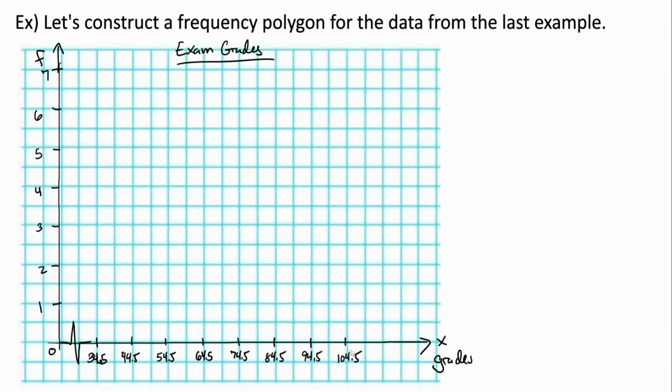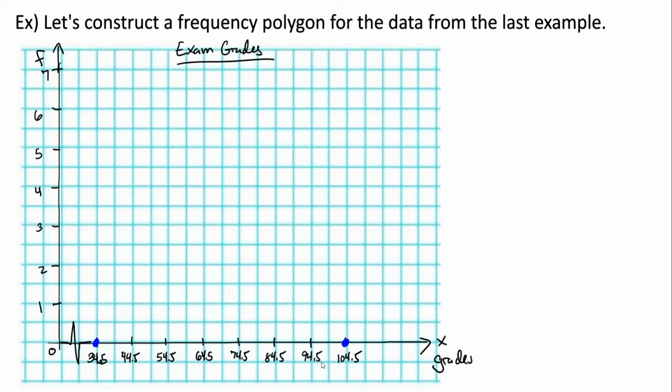Now the 104.5 I'm going to leave here because this already has a frequency of 0. If it didn't have a frequency of 0, we would need to find an extra class above that one. The reason I'm leaving it here, even though we already found it and it was on the table, is because this technically is an extra class above. So these extra classes both have a frequency of 0, so we're going to plot points on both of them with a frequency of 0.